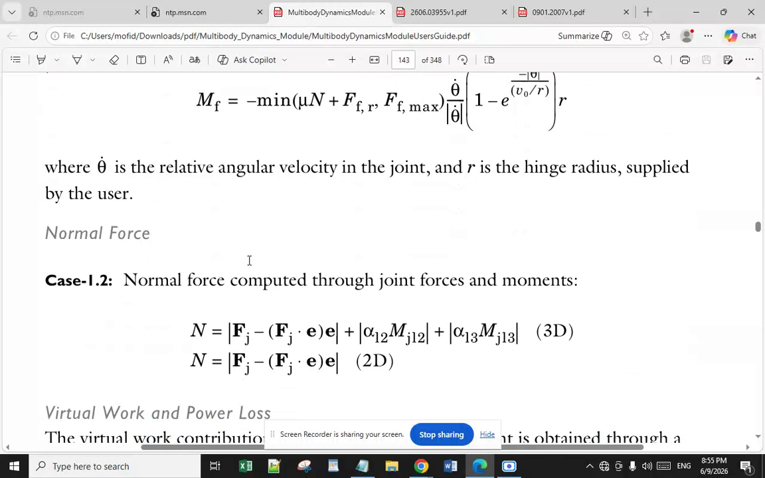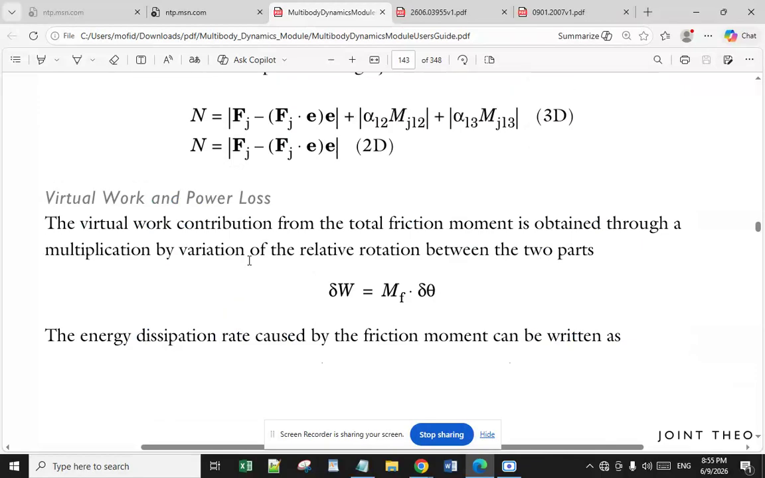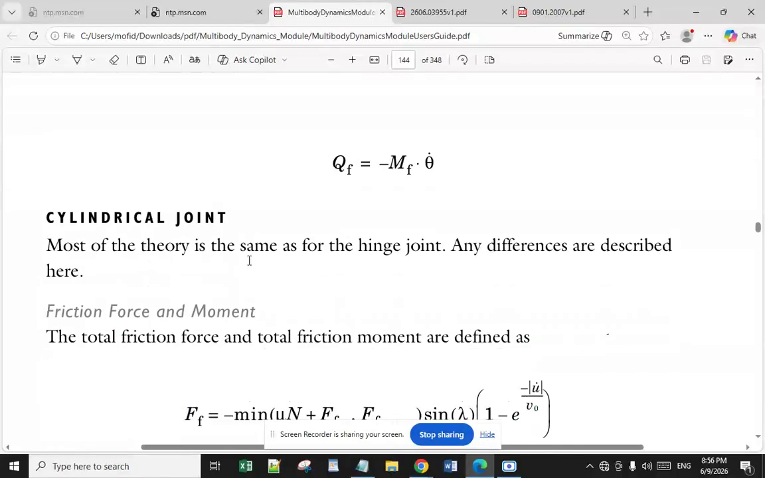Normal force case 1.2, normal force computed through joint forces and moments, as in these equations. Work and power loss. The work contribution from the total friction moment is obtained through a multiplication by the variation of the relative rotation between the two parts. Delta W is equal to Mf delta theta. The energy dissipation rate caused by the friction moment can be written as Qf = -Mf multiplied by θ-dot.